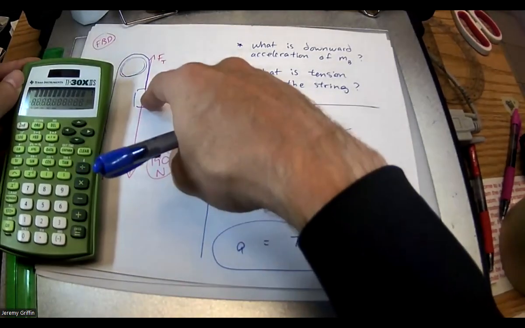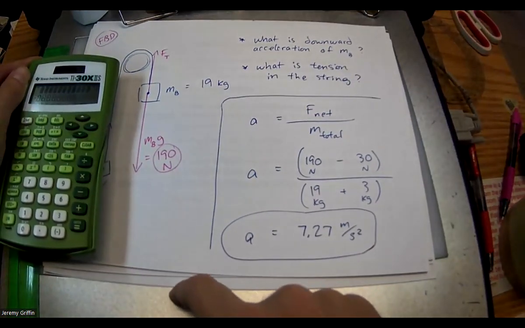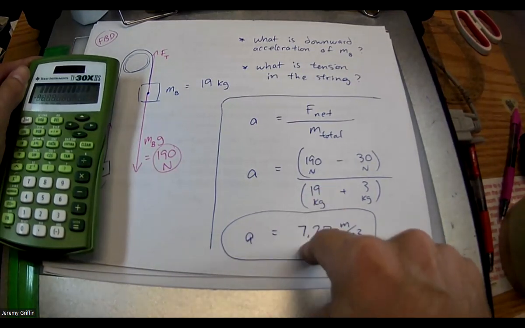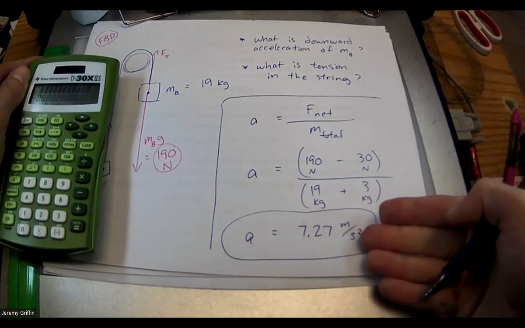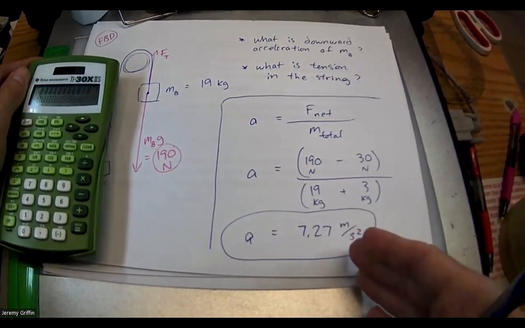Does anybody know the downward acceleration of this block? Did we already solve it? We solved it from a systems point of view, right? We solved this a different way. It's like different paths through the forest, right?